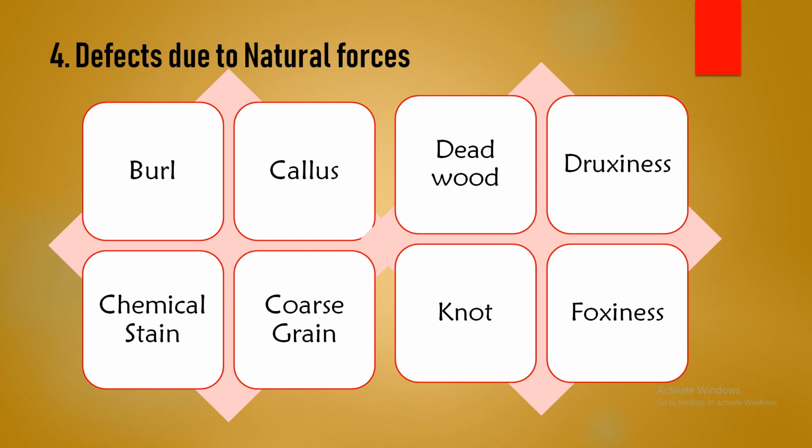Due to improper cutting of branches, the tree continuously gets nutrients through the area. There presents a hard region. That hard region is called the knot. Next defect is foxiness. Foxiness is due to the over maturity and bad ventilation of the tree. These defects usually occur in marshy soil.